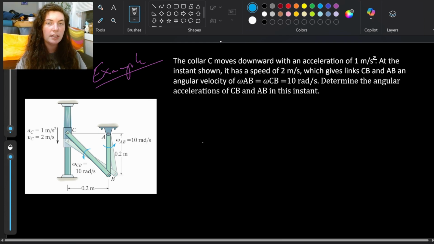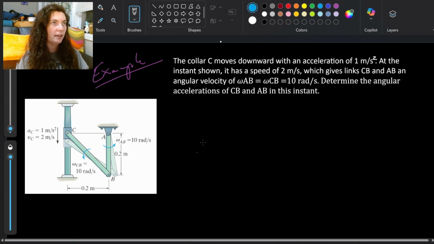All right, so let's go ahead and take a look at this problem. It's really not terribly different from the problem that we had just done in the last example. But the only difference is that instead of being given an angular acceleration at the beginning, you're actually given the acceleration at C at the end. So the last problem we were trying to find acceleration of C, here you're given acceleration of C and you're trying to find angular accelerations instead.